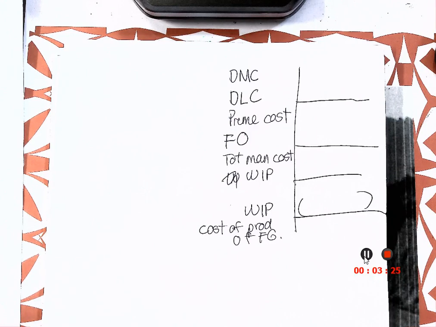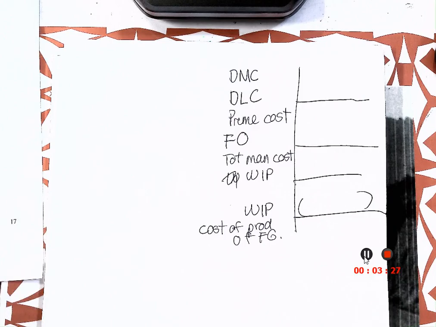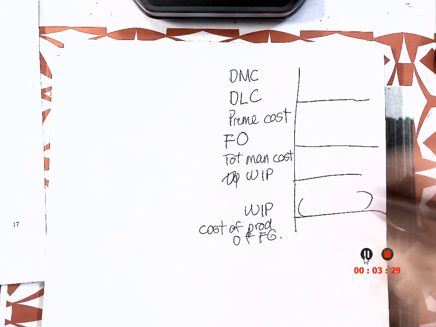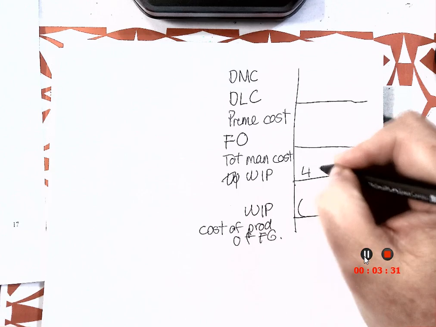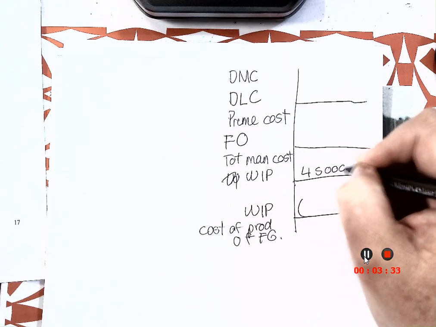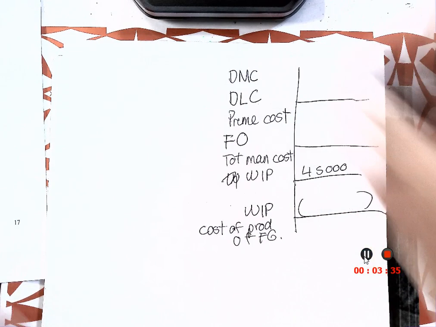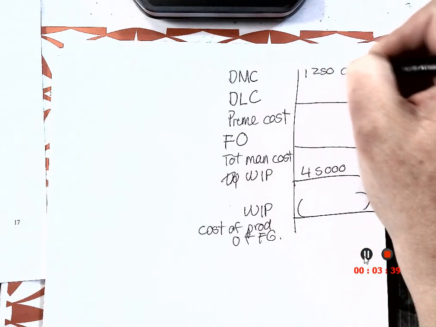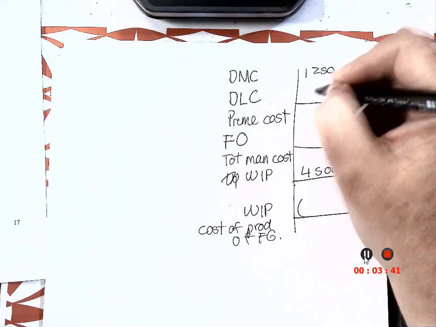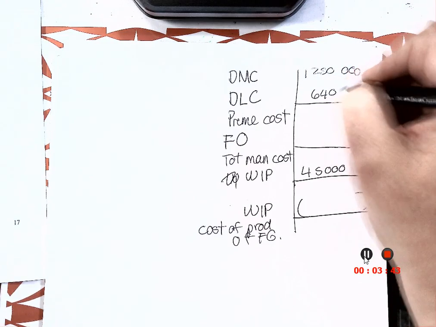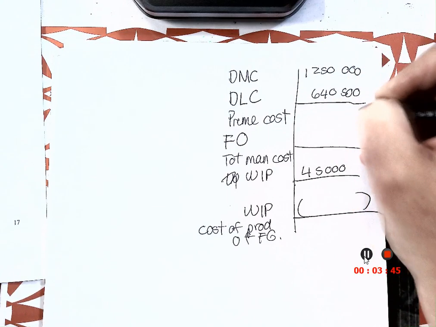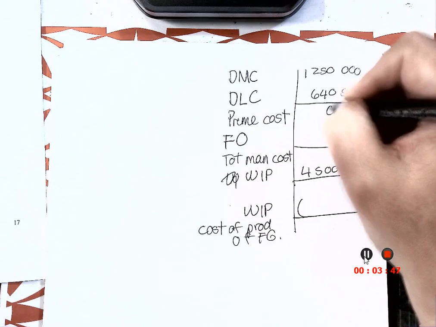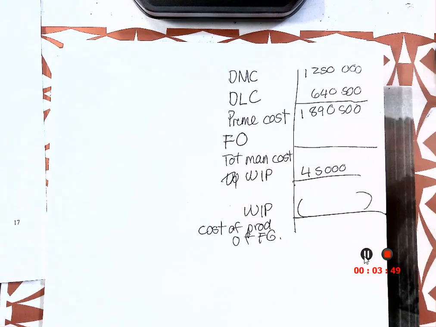So now I see work in progress, they give me an opening 45. Direct material cost, they give me 1,250. Direct labor cost, they give me 640, 500. So if I add it, there we go.